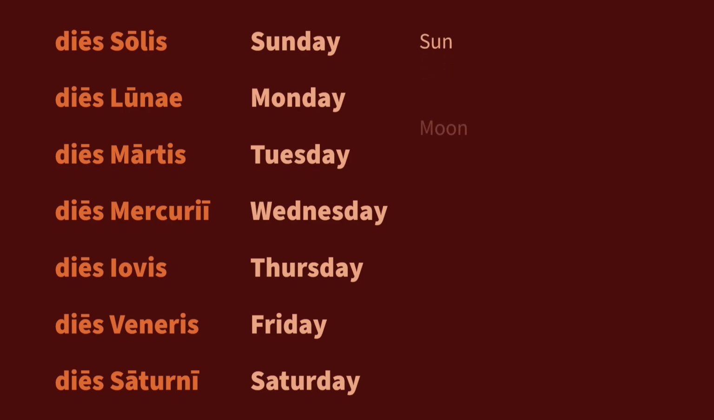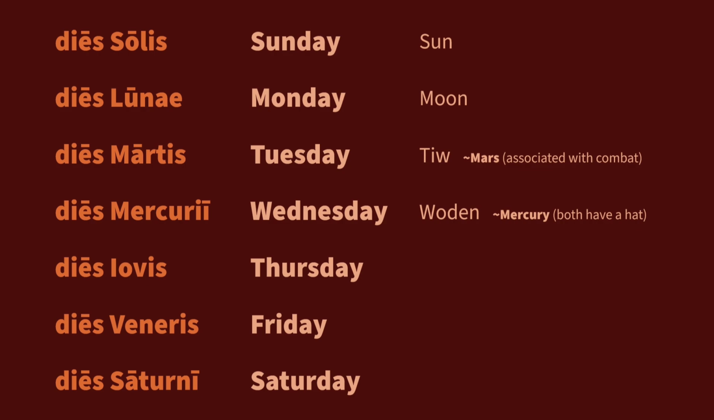And so Sunday and Monday are named after the personifications of the sun and the moon. Tuesday is the day of Tyr or Tiw, the equivalent of Mars. Wednesday is the day of Odin or Woden. Thursday is the day of Thor. Friday is the day of Frigg. And Saturday is the day of Saturn. I guess they didn't have an equivalent for that.